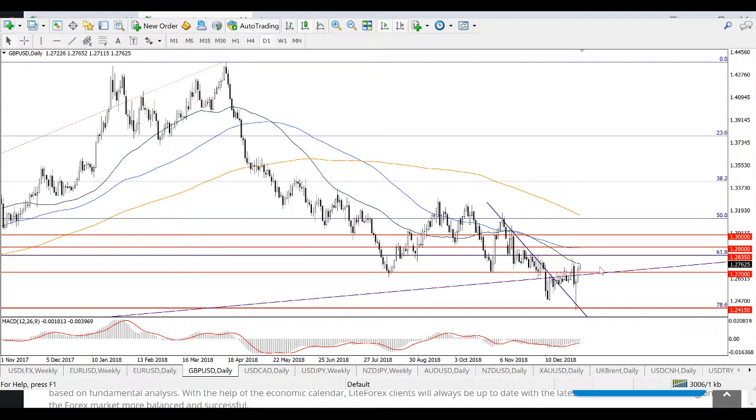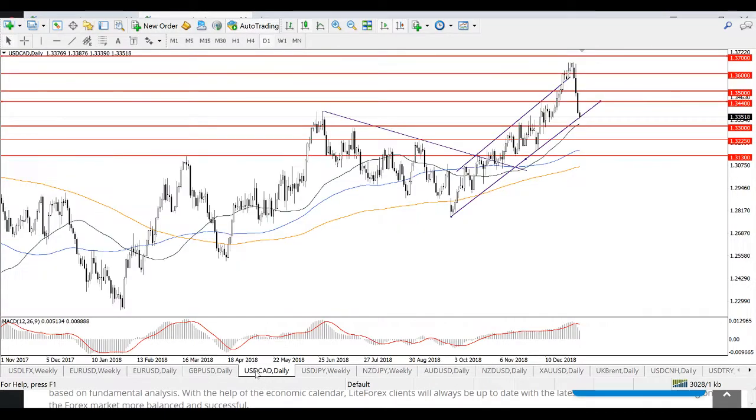So the full focus in the upcoming days will lie at the levels of 1.2835, 1.29 and 1.30. So the levels of resistance, which are naturally above the current price, will draw attention of Forex traders.